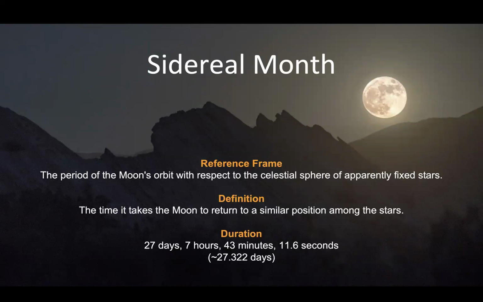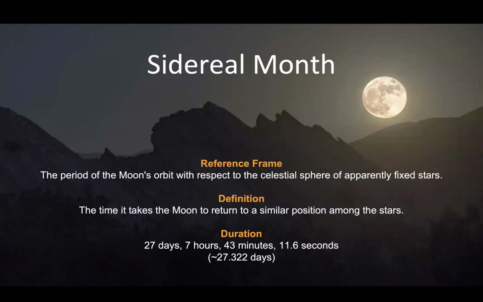So let's talk about this, it's the important part. Sidereal month versus a synodic month. Sidereal month: the period of the moon's orbit with respect to the celestial sphere of, I say, apparently fixed stars, right? Because we know those change over long periods of time, but for shorter time scales, it's a very fine approximation. It's the time it takes the moon to return to a similar position among the stars.